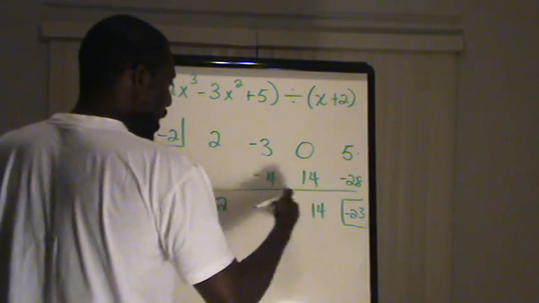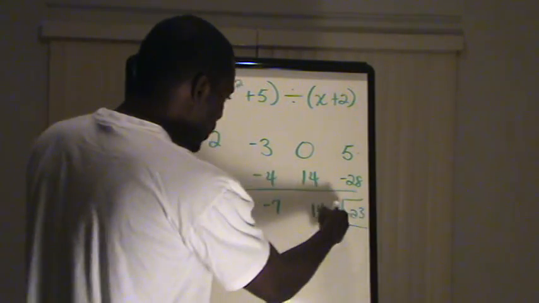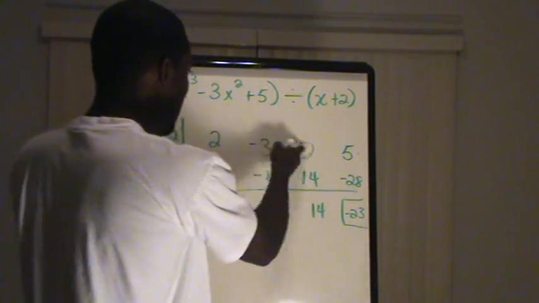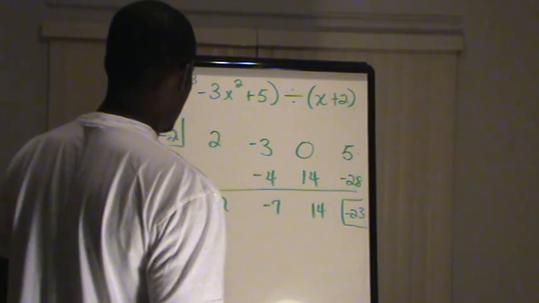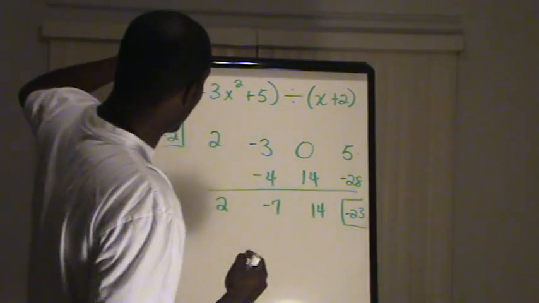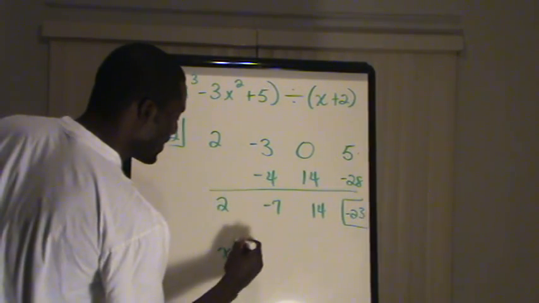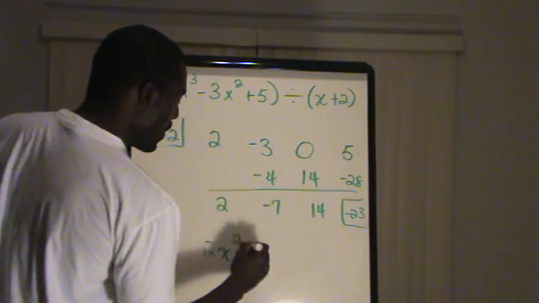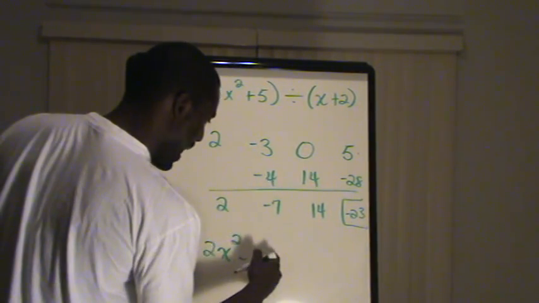So now, in order to write out my answer, remember when we write out our answer, these numbers here, all but the last one, play the roles of our new coefficients. So instead of 2, negative 3, 0, 5, 2, negative 7, 14 will actually be our coefficients, with 14 being the constant. So what do we do? Well, when we write out, we always start with one power smaller than the highest degree. So since this is x to the third power, my power will be x to the second power. I always start one less. And this 2 is my new coefficient. Negative 7 is my new coefficient. And I'm coming down one power here.